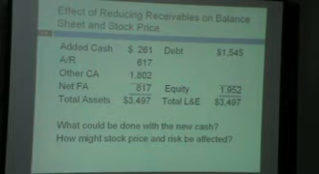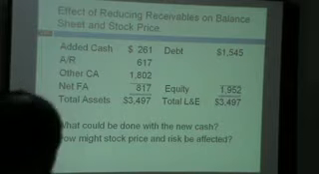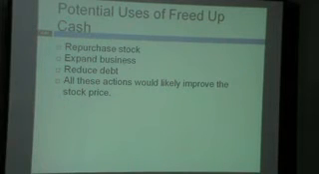So what could be done with the new cash? How might stock price and risk be affected? Now this cash which is freed up, what you can do with it, you can repurchase stock, that is one option. You can expand your business, you can reduce your debt, and all these actions would likely improve the stock price. So just changing one thing, your days sales outstanding, affected your balance sheet and your stock price as well. Interlinked.